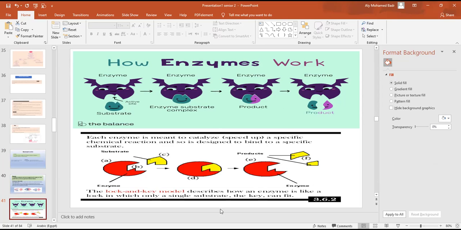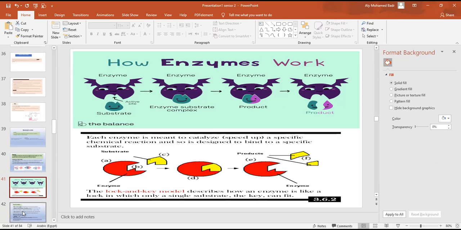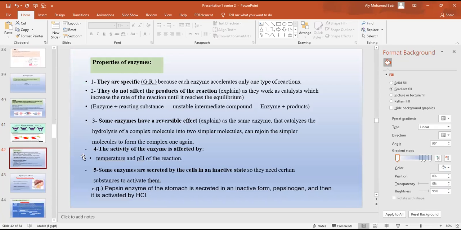These are the enzymes and their mechanism of working. Then what are the properties of the enzyme? As I said before, enzymes are protein in nature. You have to remember from last year that protein is formed of amino acid units. An amino acid has two main parts: a carboxylic group, which is an acidic group, and an amine group, which is a basic group.